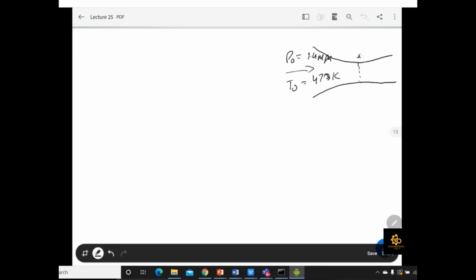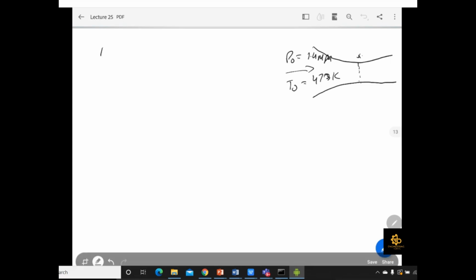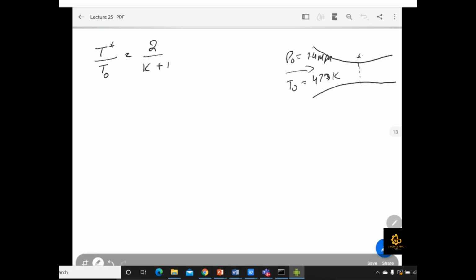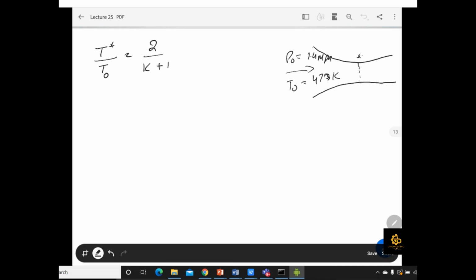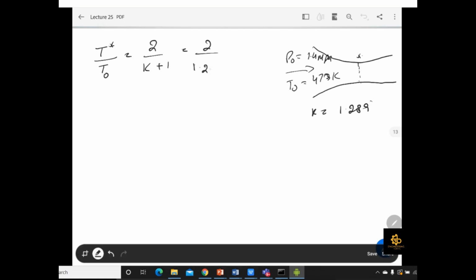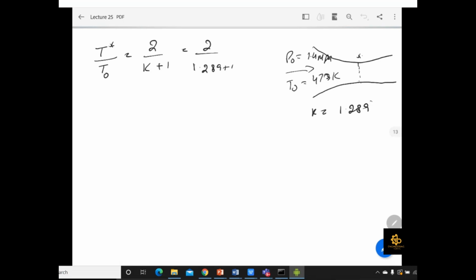Simply apply the relations we already developed in the previous slides: the critical temperature over T naught, the stagnation temperature, is equal to 2 divided by K plus 1. We already saw this equation; I just plug the Mach number equal to 1 into the stagnation property equation. Here we have carbon dioxide, and the K value for carbon dioxide is 1.289, which you can easily get from table A2. Simply plug in the value, and you get the ratio T star by T naught: 2 divided by 1.289 plus 1, which is equal to 0.8736.